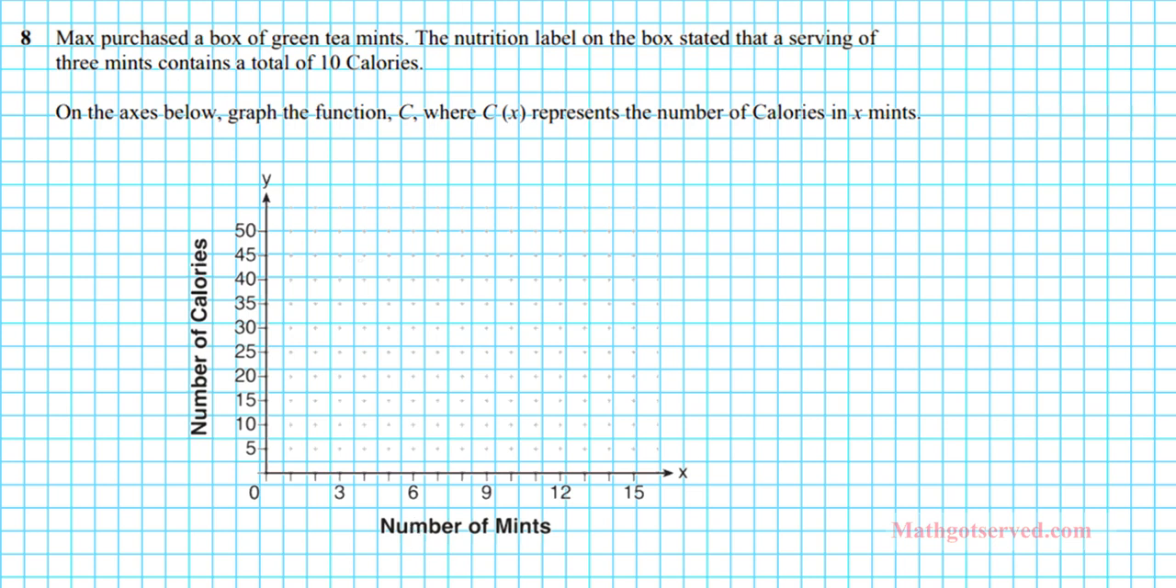So it says every 3 mints contains how many calories? 10 calories, right? So for 3 mints, this is 3 right here, we're going to go up to this point. How do we know that's the right point? Because when you go up to this point right here, you have to trace it to 10. All right, so for every 3, you go to 10. The next 3, where are we going to go to? 10 plus 10, which is 20. That's the next point right there.